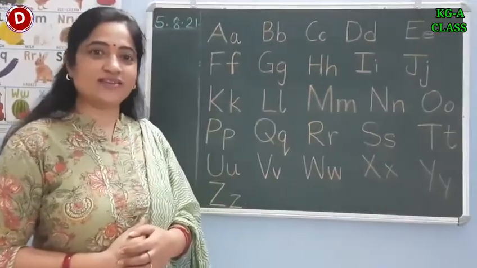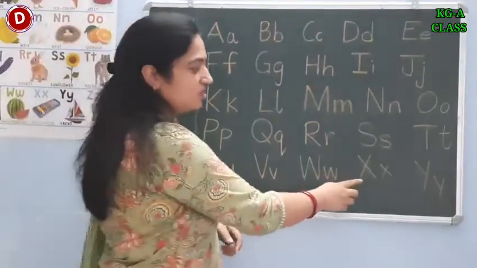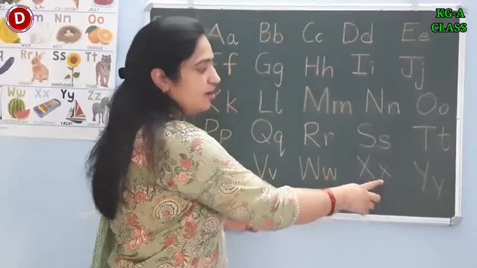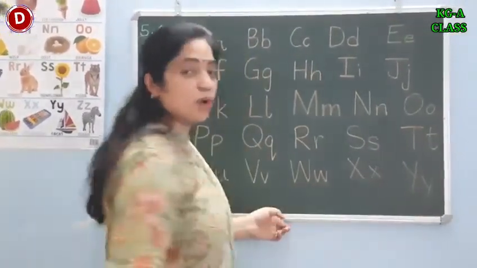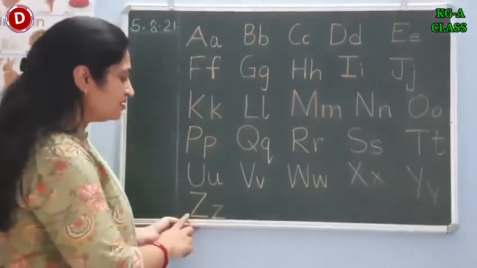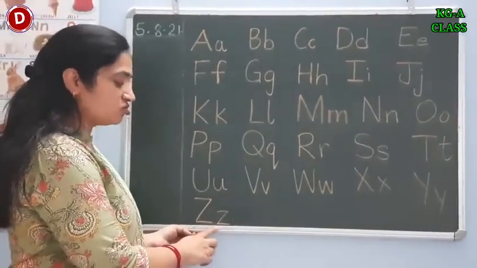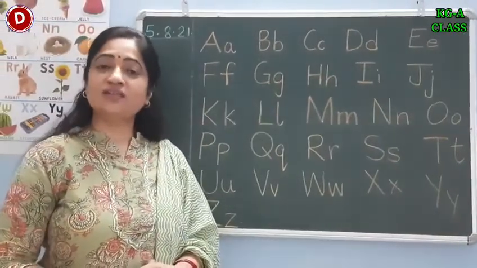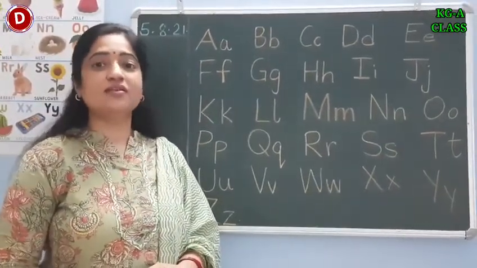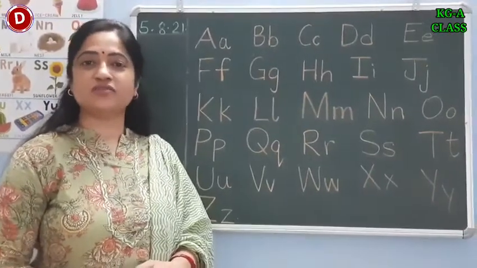I hope you have liked this song. Now comes X, children. This is capital X and this is small x. X says X. This is capital Y, small y. Y says year. Now comes Z. Capital Z, small z. Z says Z. In this way, children, you have to learn phonic sounds and songs of the letters A to Z.